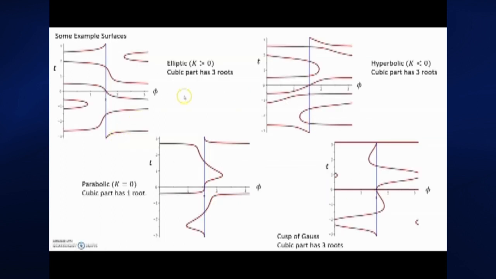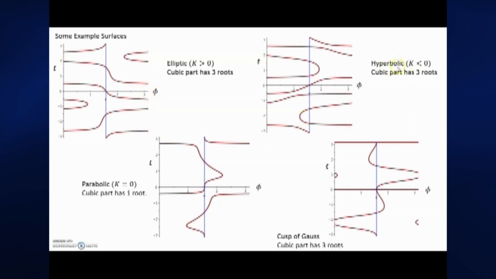Now here we see some numerical examples of surfaces that show some of the important features. For example, if we have an elliptic point on the surface with Gaussian curvature positive, then at the tangent plane phi equals pi by 2, you have two branches coming into the origin. Remember, t equals 0 and t equals pi and minus pi are all identified, as these two are identified as well. And if the cubic part has 3 roots, then there are 3 branches corresponding to phi equals 0 and phi equals pi when you identify correctly.